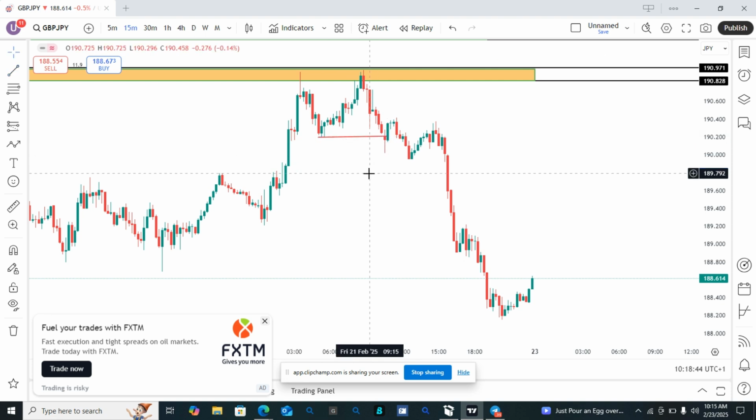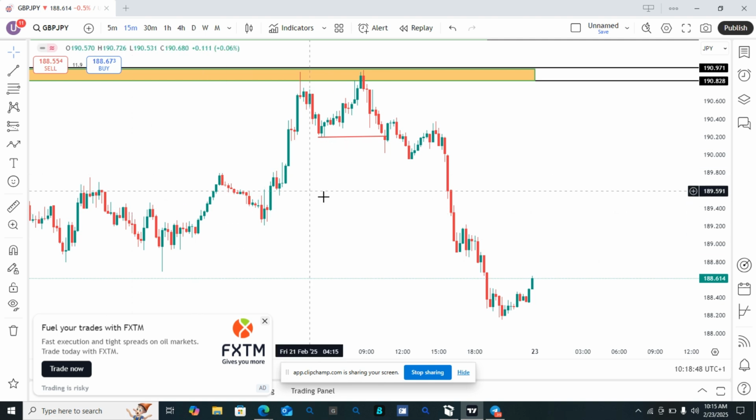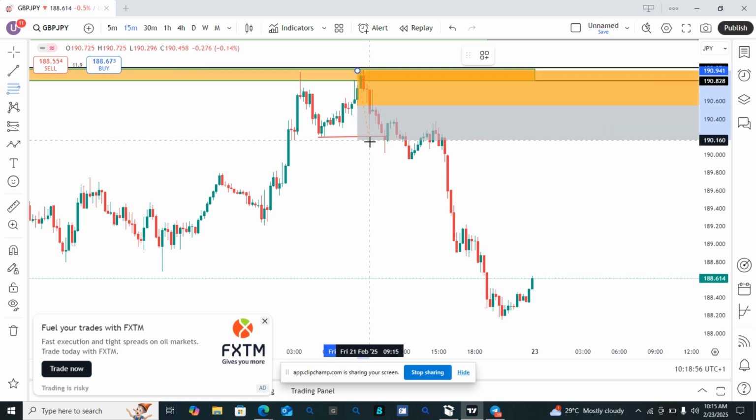So when this happened, I say, okay, is there any fair value gap from this zone to this zone? Let me use my flip so that I'll show you. From this zone to this, you pay attention. Is there any fair value gap there? There's no fair value gap. The only institutional reference point that I'm seeing there is an order block.